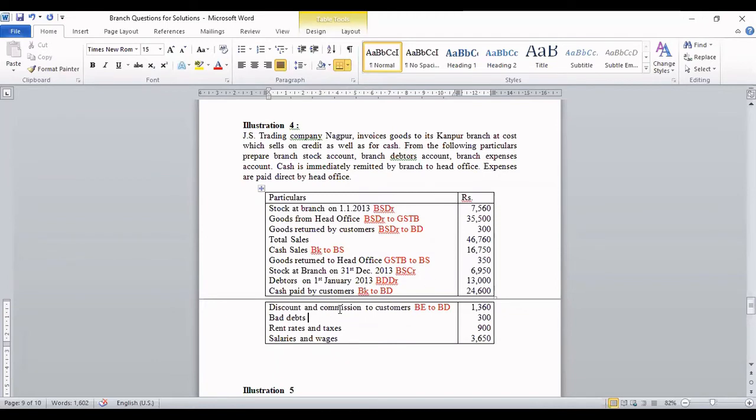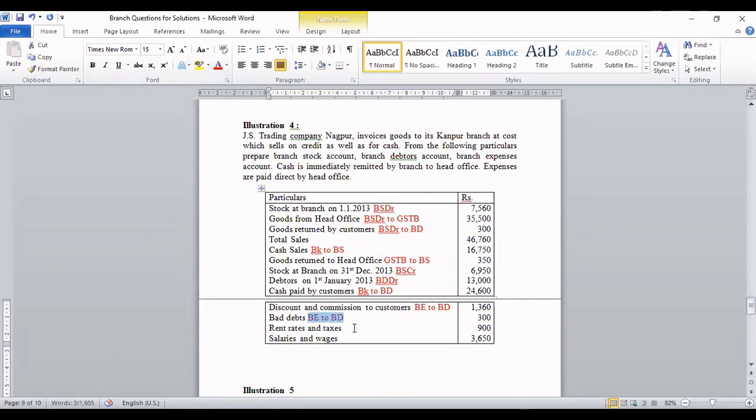Okay. Then, bad debts. Come on, tell me the entry. Bad debts account debit to branch debtors account. Instead of bad debts, we'll write branch expense to branch debtors. Very good.